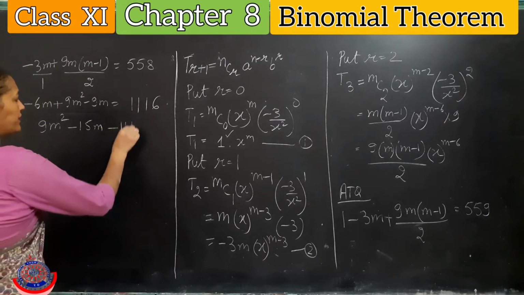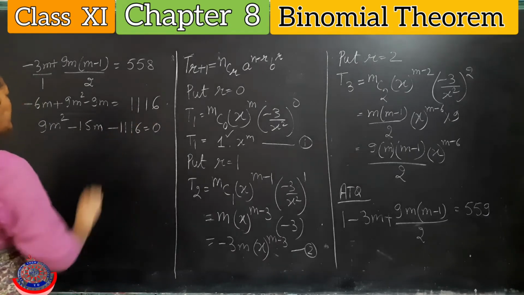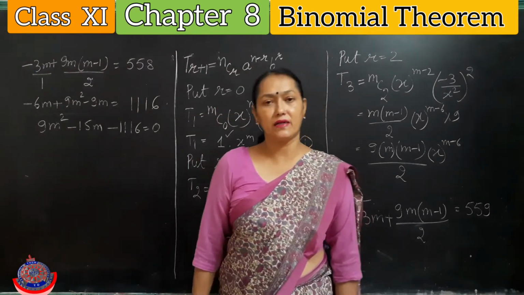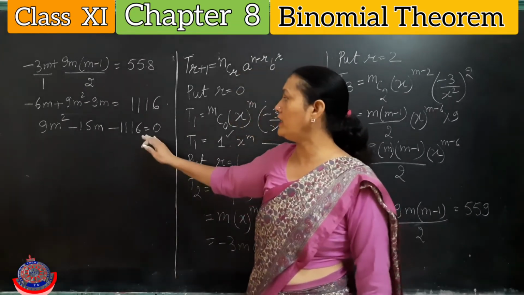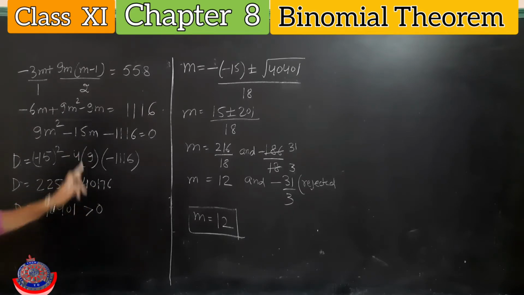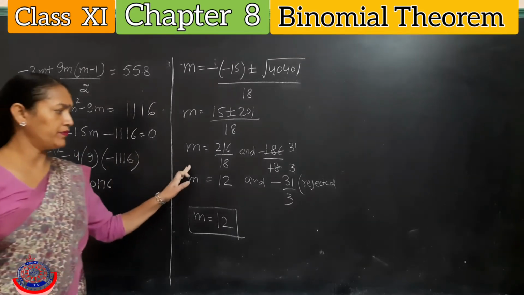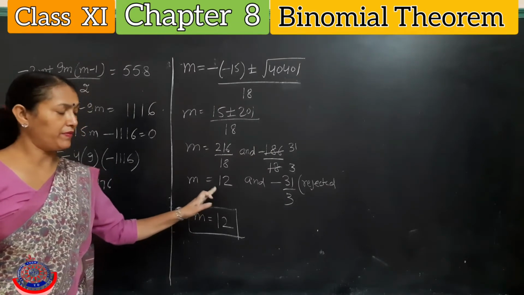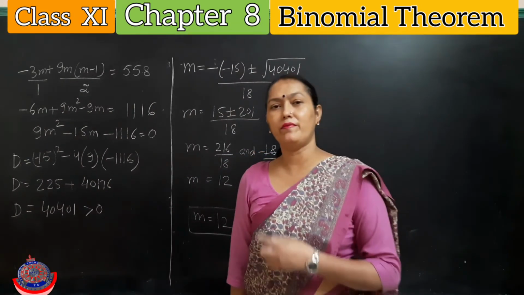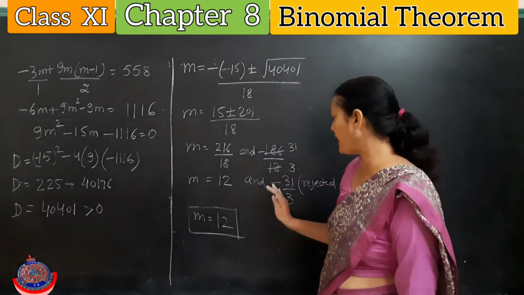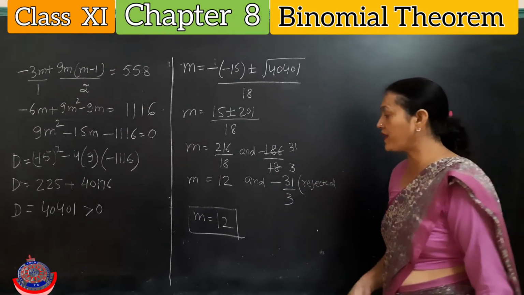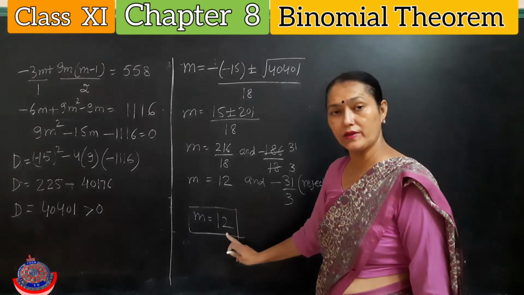Now what have we obtained? We have obtained a quadratic equation. You can solve this quadratic equation by middle term split or by the quadratic formula. I have solved this quadratic equation using the quadratic formula. I have got two values of m: one is 12 and the other is minus 31 over 3. Now m is a number, so it can't be negative and it can't be a fraction. So this answer will be rejected. That means we have got the value of m as 12.